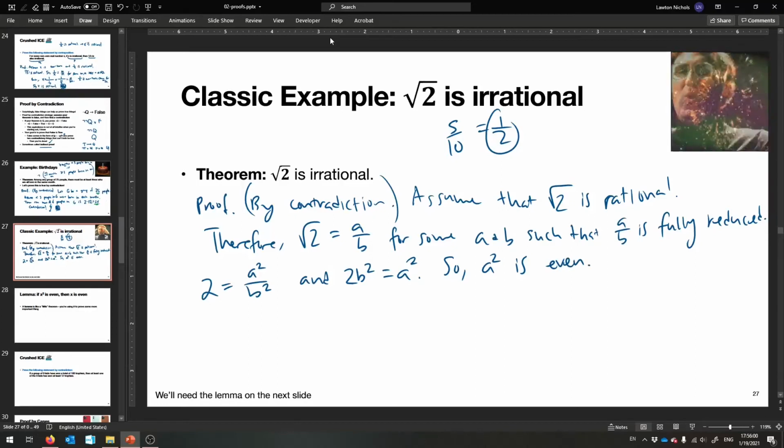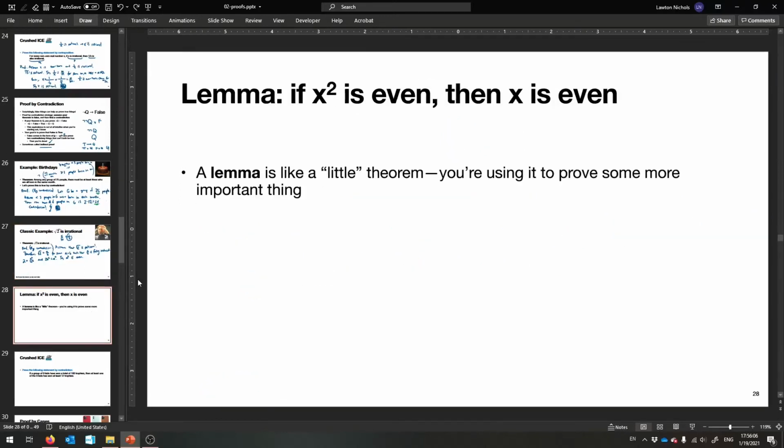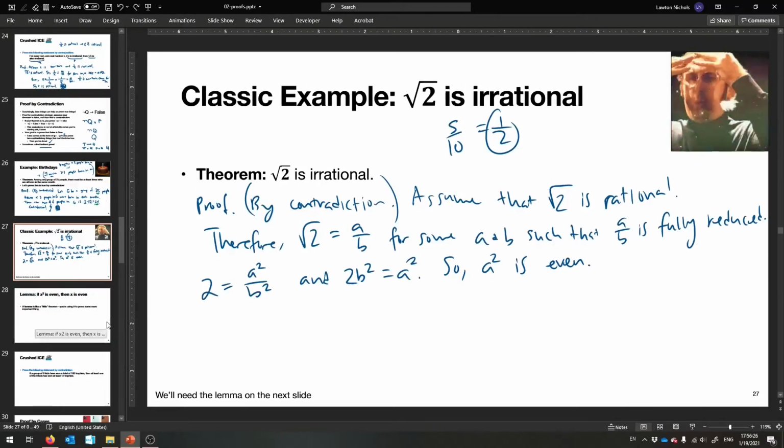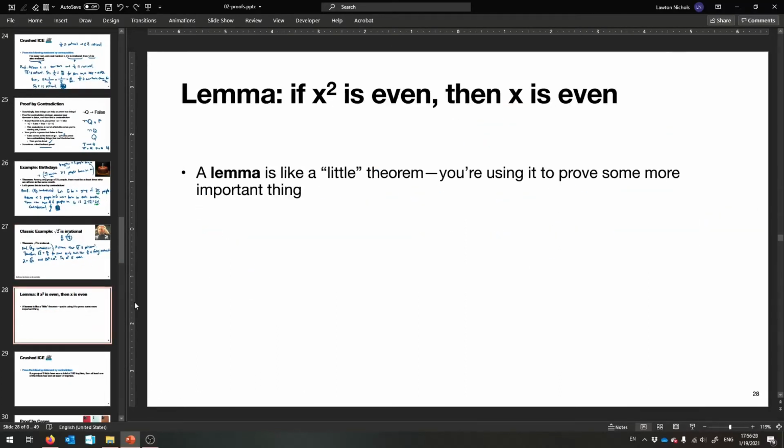And to go any further, to produce our contradiction, we need what's known as a lemma that appears on the next slide. So we need to be able to say that if x squared is even, then x was also even. Okay, so we're going to prove this by contrapositive. And a lemma is like a tiny little baby proof. It's just like a theorem. So you think of it as a little theorem. You're using it to prove some more important thing. So this is the important thing we're trying to prove, and we are proving this lemma to get there.